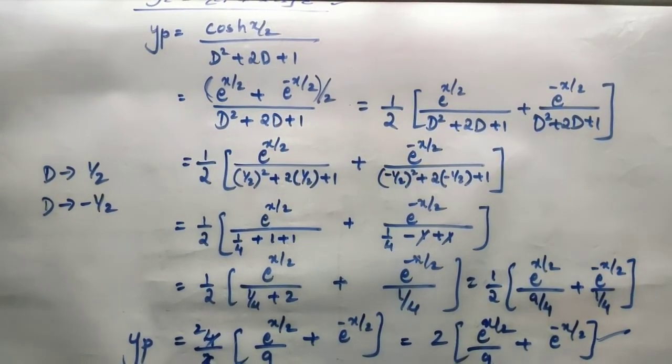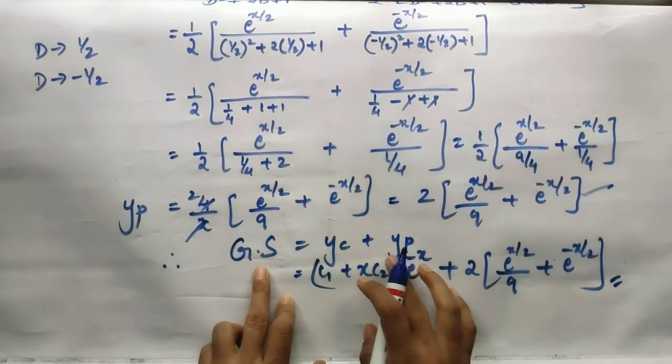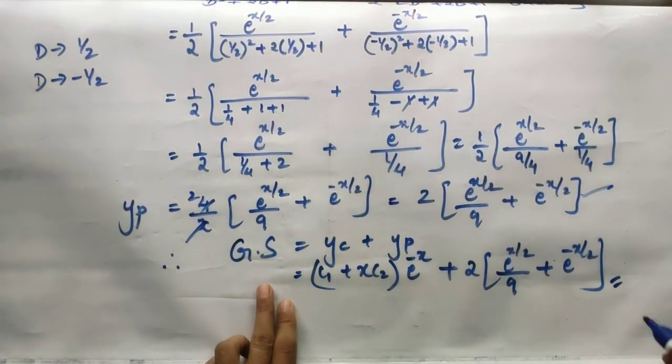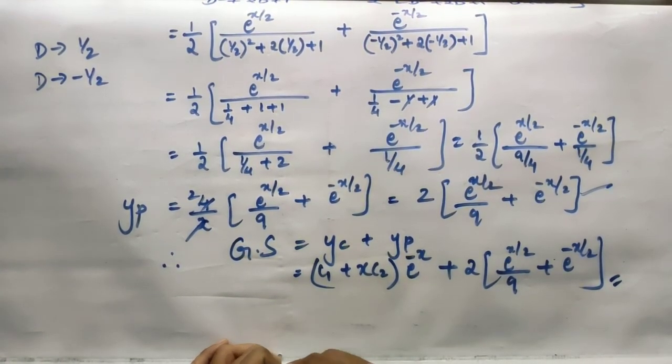Once we get YP, what we do is we write the general solution as GS is equal to YC plus YP, which is this. Okay, this completes the solution for this problem. Continue in my next session with some more interesting problems.